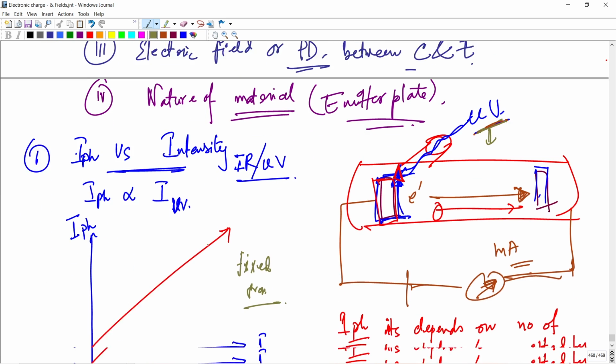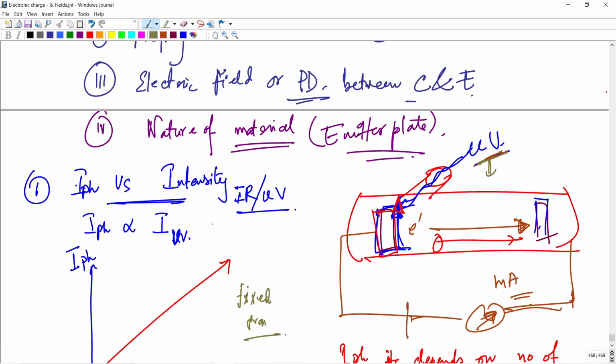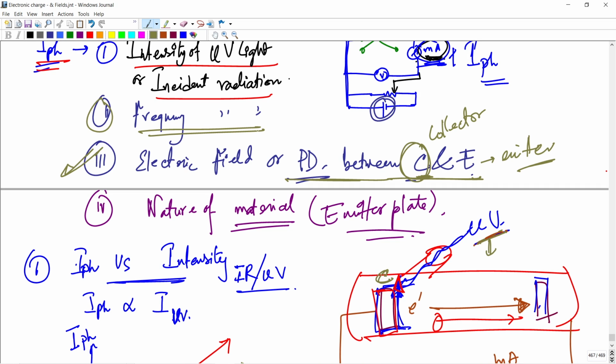Now I discuss, skipping to number 3, the electric field or potential difference between the plates. Sorry, these C are the collector plate and E is the emitter plate. So just skip this part. We will discuss what frequency is after that, for better understanding.